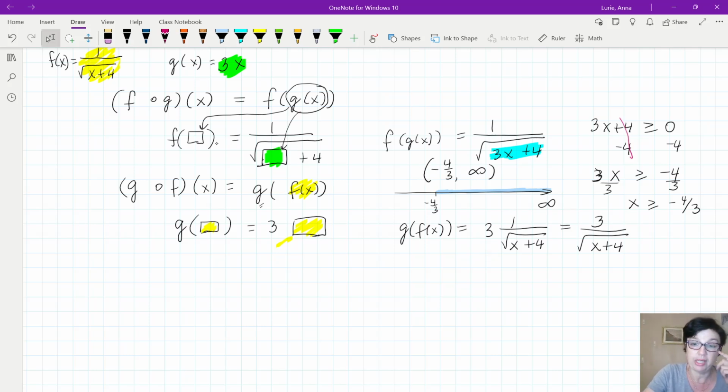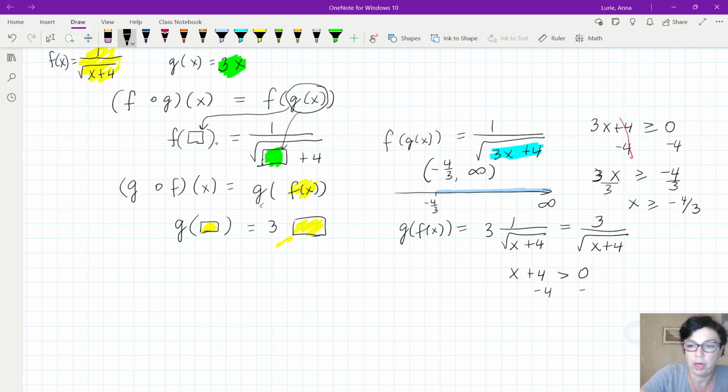Okay. Now, let's look at the g of f of x domain. So what do we have to worry about? First, we have to look at the domain of f of x. Well, the domain of f of x has the square root. And again, it's on the bottom. So you already understand that x plus 4 should be greater than 0. It cannot be greater than or equal to because it's on the bottom. So again, if the square root wasn't on the bottom, you would put it like that. But because it is, that's a problem. You can't divide by 0, so then it has to be strict.